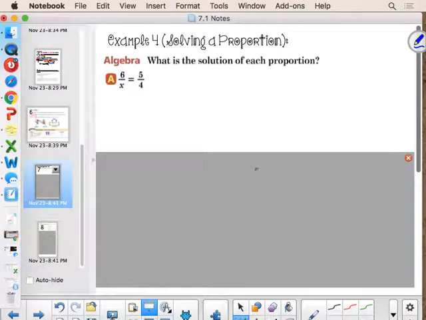What is the solution for each of these proportions? What I'm going to do is cross multiply. We're officially calling this the cross products property, but it's really just cross multiplying. So when I have 6 over x equals 5 over 4, all I need to do is multiply both sides by the denominator. So essentially, 6 times 4, those are my extremes, is going to be equal to my means, 5 times x.